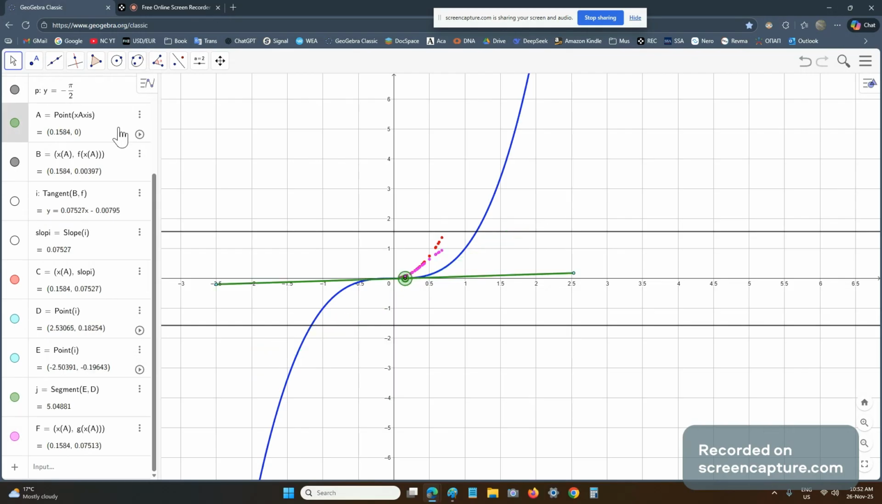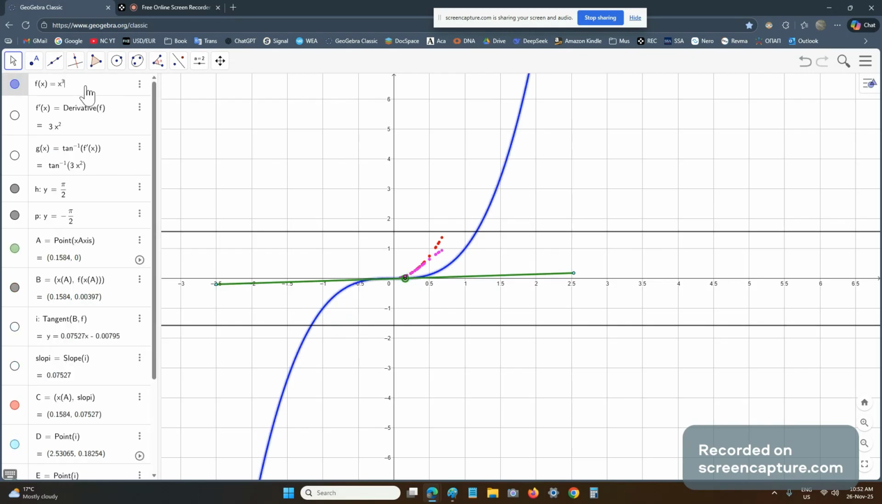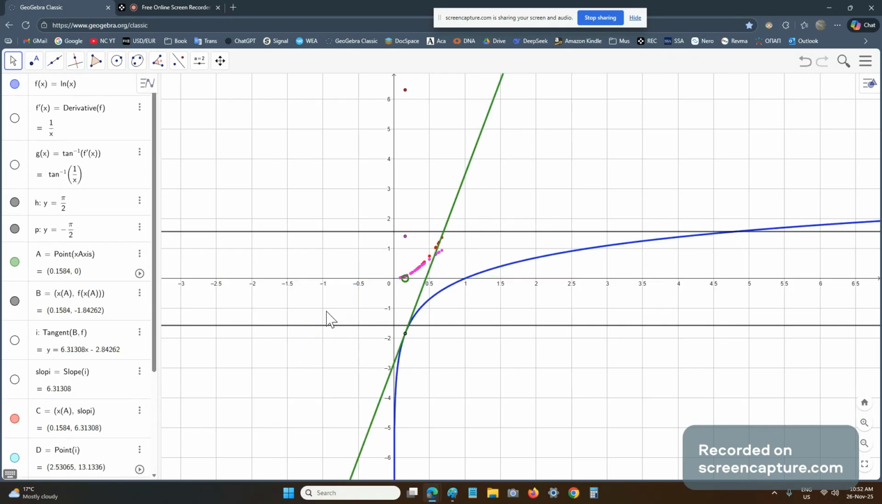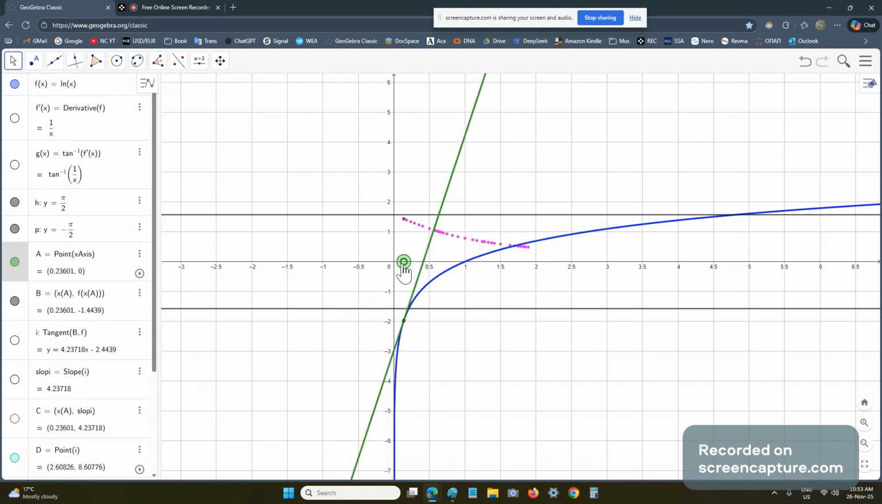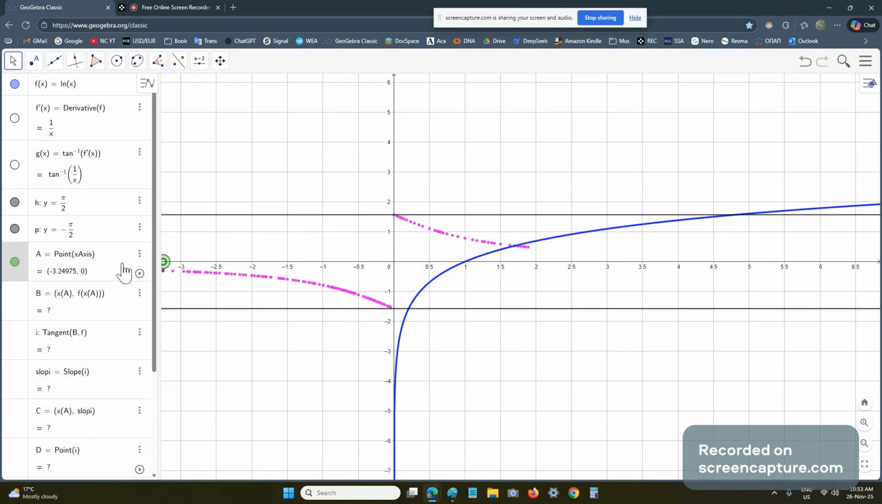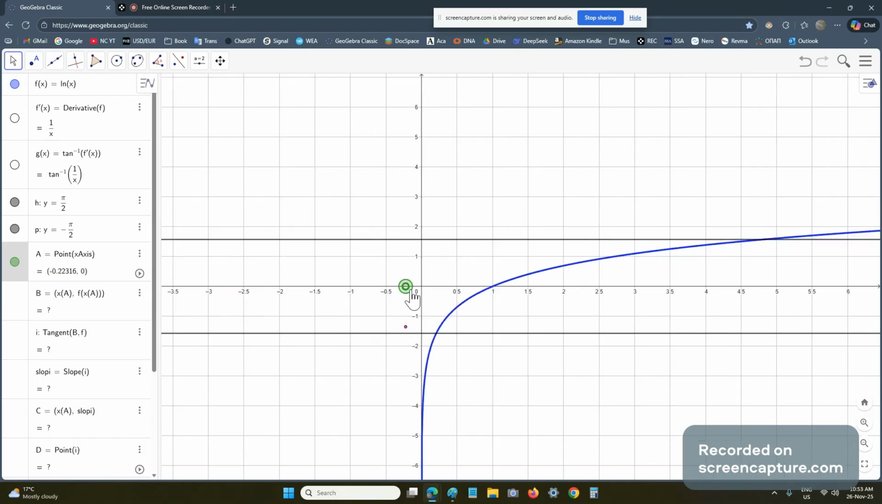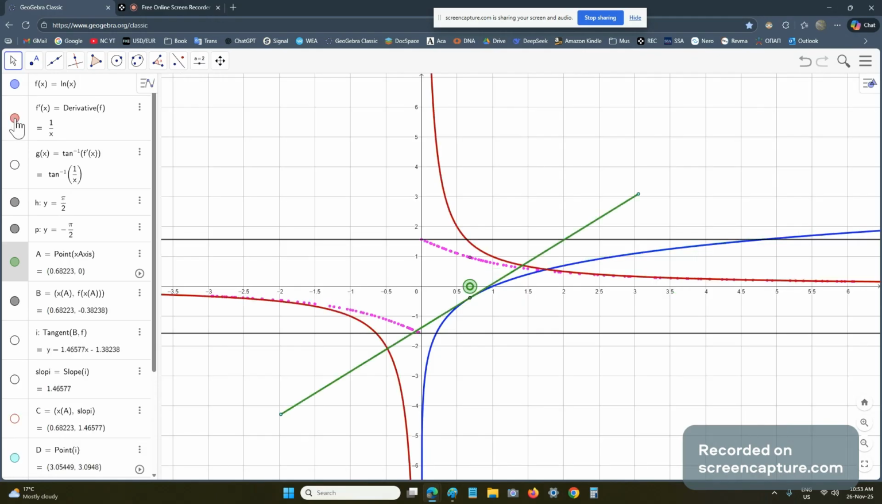Now let's put log x. If we move this, get rid of the red one, so we'll turn the red one off. See, this is how it looks. This is a derivative in terms of angle. But in terms of Newton's rise over run, that's the derivative. So log of x and its derivative, this guy.